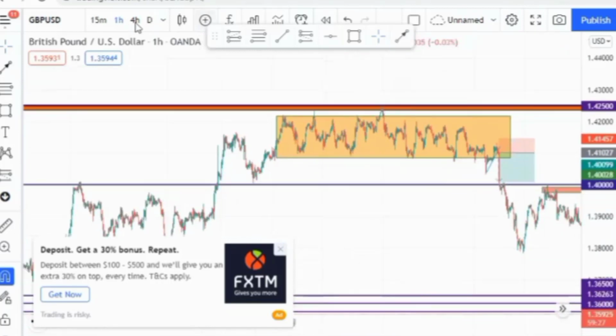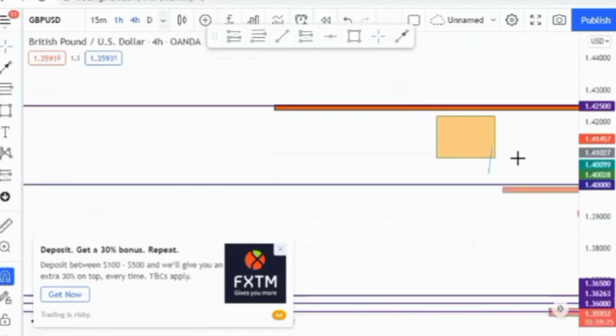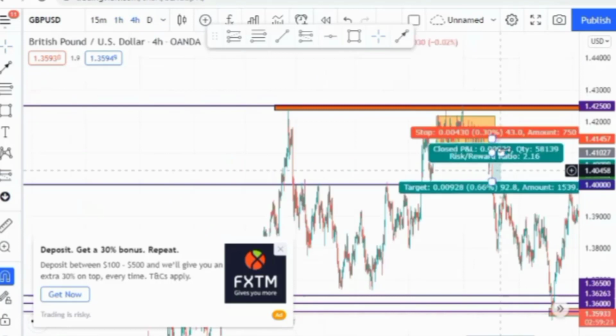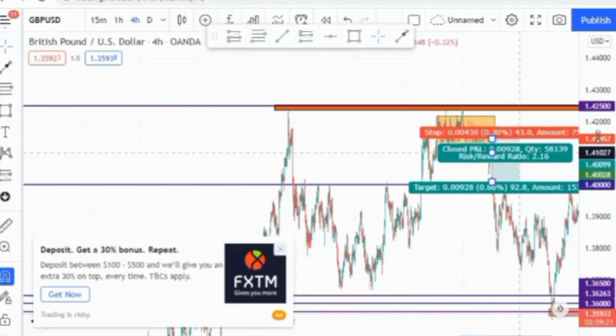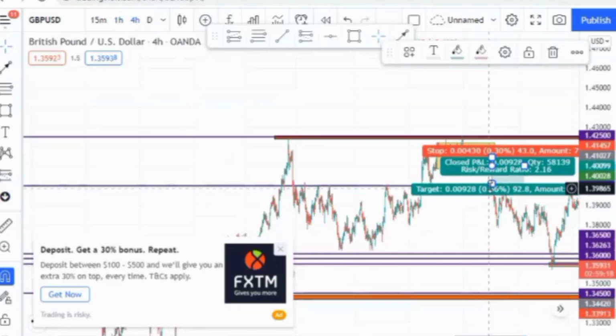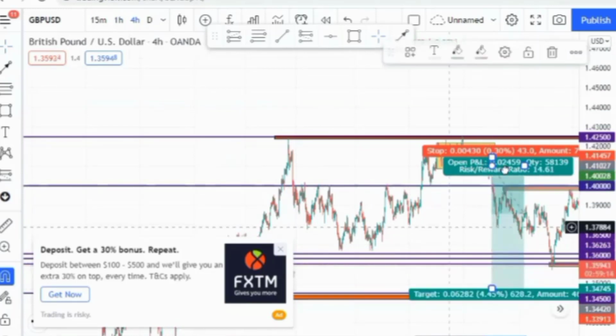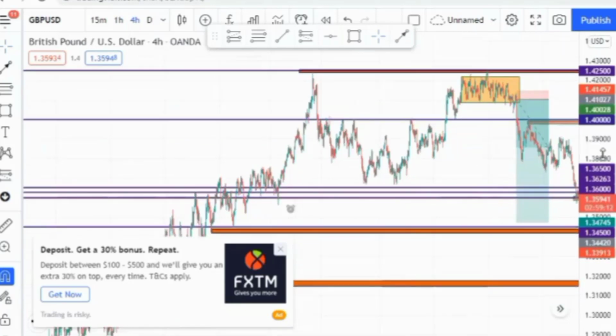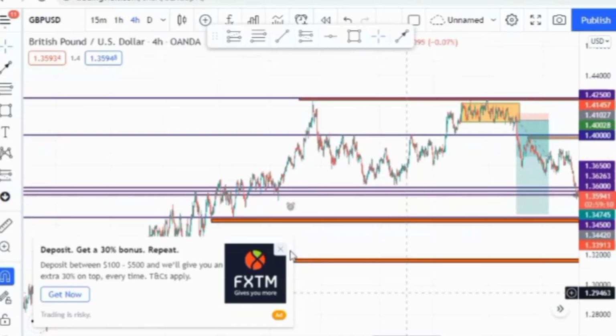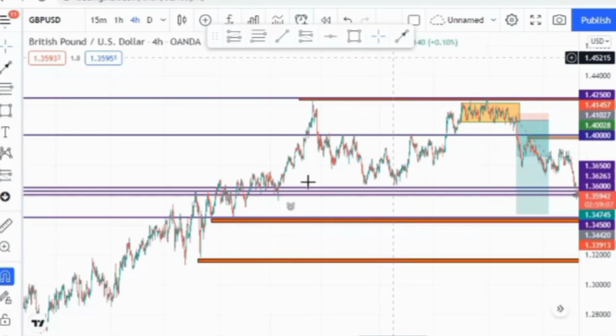We go to our 4 hour and place our take profit. So basically, our take profit is going to be down to this zone, and I will show you why. I'm making another video too on how to place your support and resistance.